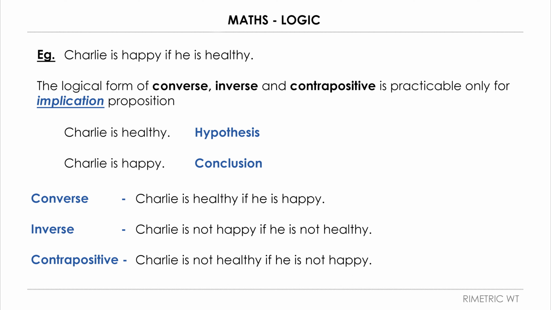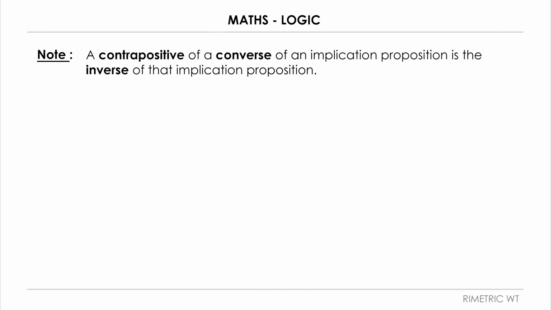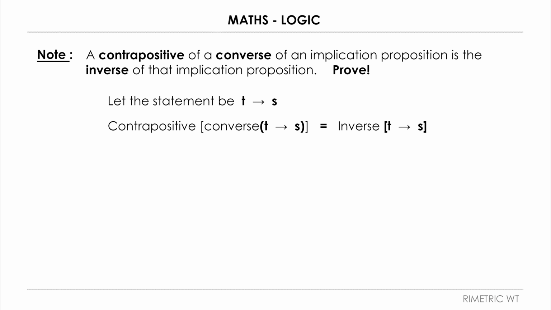We can extract some properties from these logical forms. For instance, the contrapositive of the converse of an implication proposition is the same as the inverse of that implication. Let's prove whether this statement is true. First, we express the statement using logical notation for better clarity. Let's say the implication proposition is T implies S. Therefore, the statement becomes: the contrapositive of the converse of T implies S is the same as the inverse of T implies S.